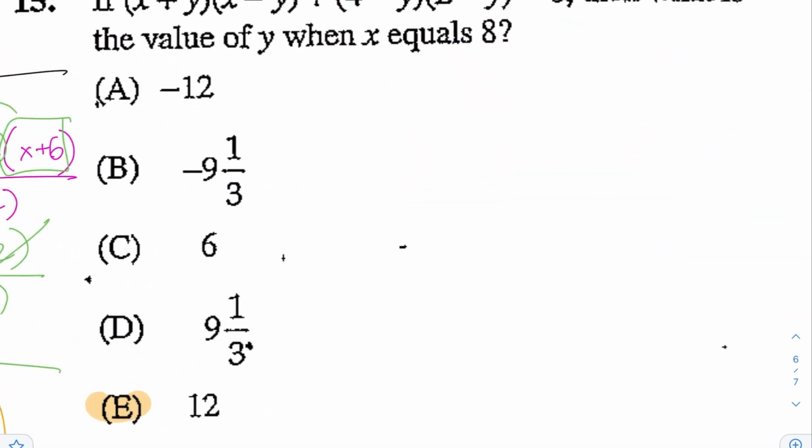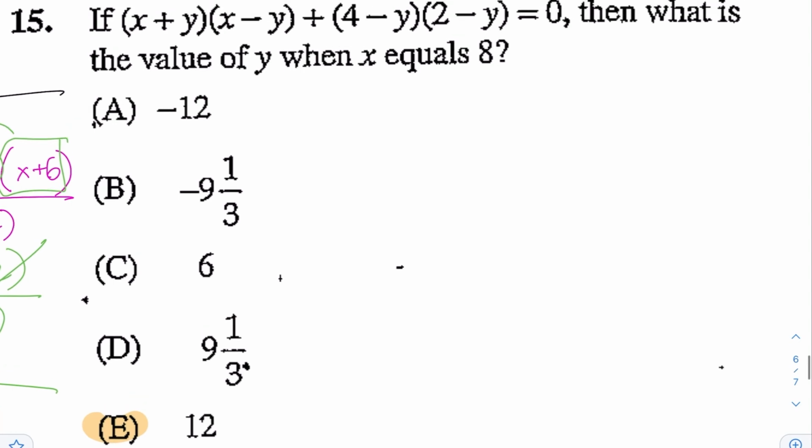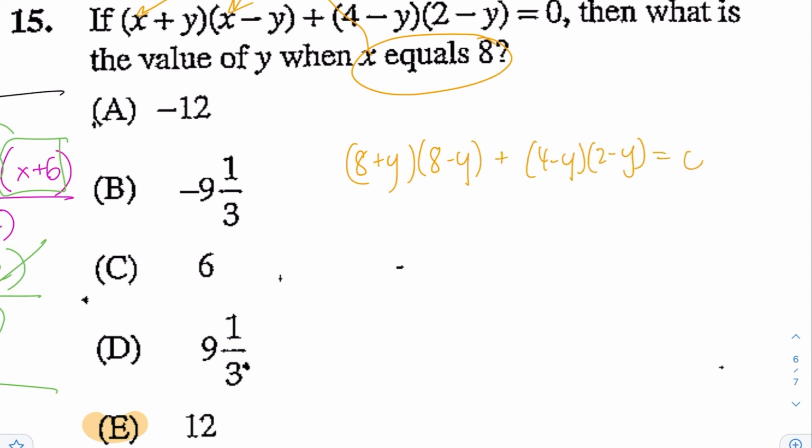Next, for number 15, if x plus y times x minus y plus 4 minus y times 2 minus y is equal to 0, then what's the value of y when x is equal to 8? So you know x is equal to 8, so you just substitute in 8 for x. So you get 8 plus y times 8 minus y plus 4 minus y times 2 minus y, and that's equal to 0.